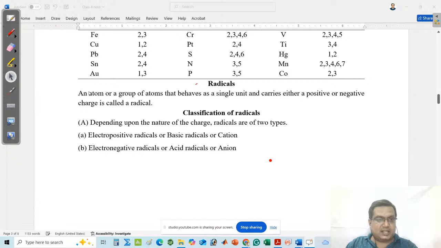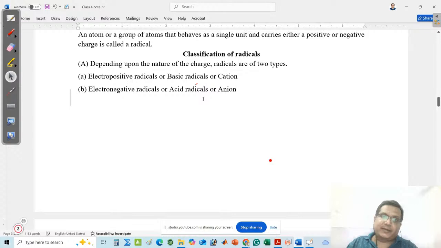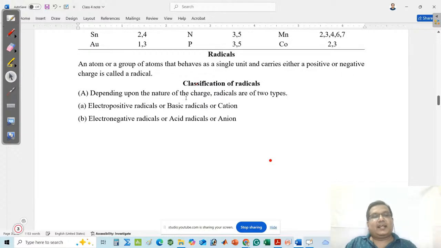So here I can say that a radical is an atom or group of atoms that behaves as a single unit. Totally, NH4 plus is considered as a single unit, NH4 as a single unit, and carries either positive or negative charge. It is called a radical. Again, I will repeat: a radical is a species made by an atom or group of atoms, but it behaves as a single unit and carries either a positive charge or a negative charge.